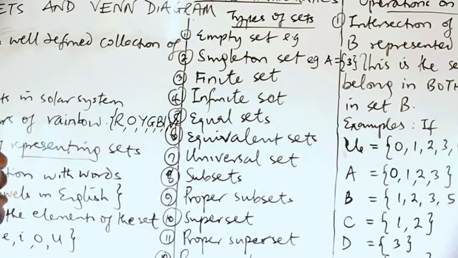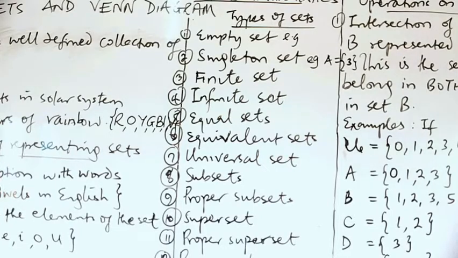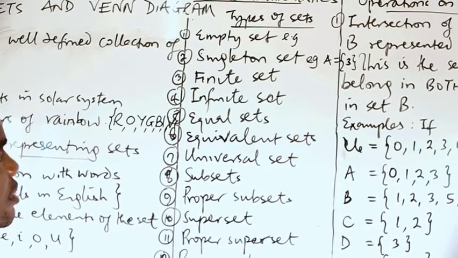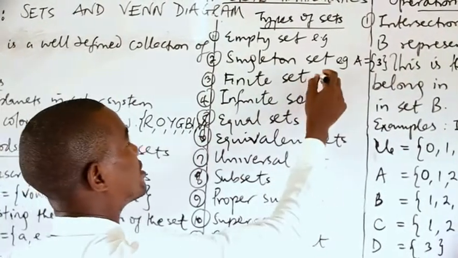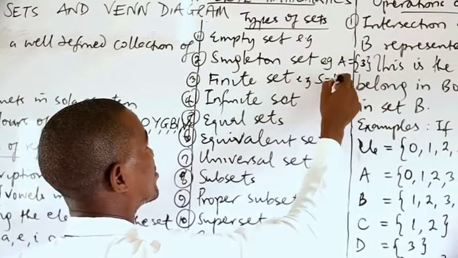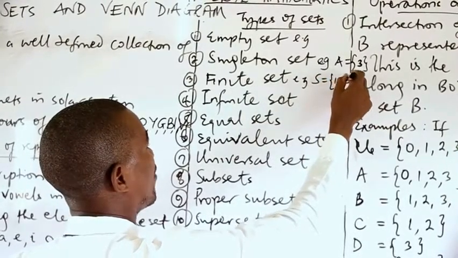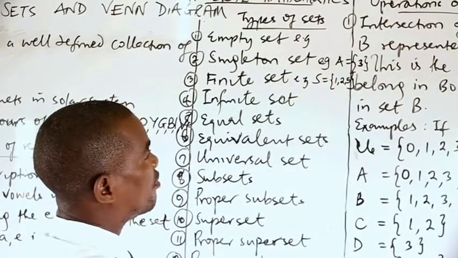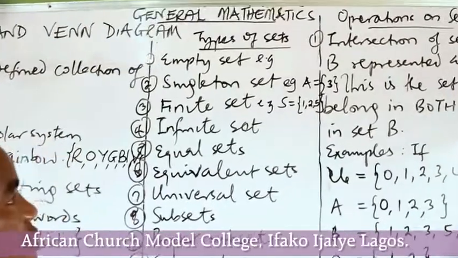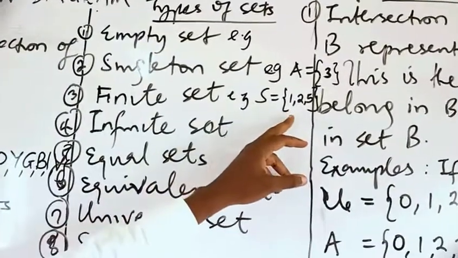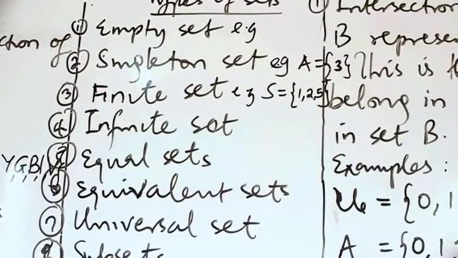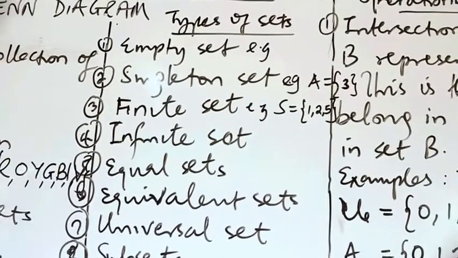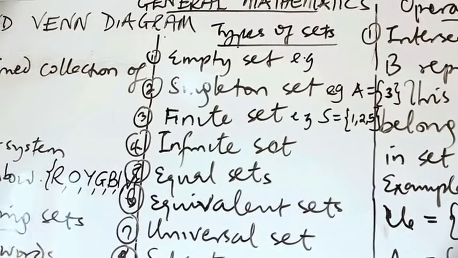Then the third one, finite set. That is a set that has limited number of elements in it. That is, you can count the number of elements in that set. For example, let's say set S is equal to 1, 2, 5. The number of elements in this set can be counted, and the elements we have here are 1, 2, and 5. Just only 3 elements, which we can count. This is an example of finite set.